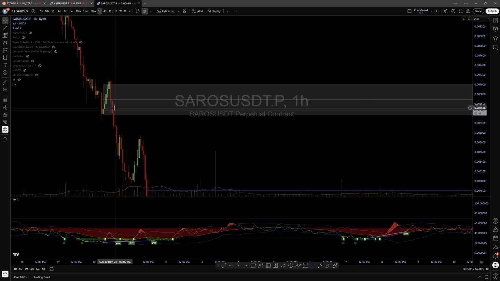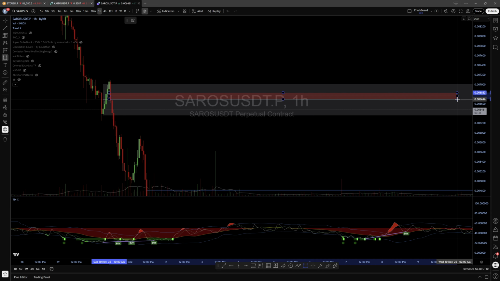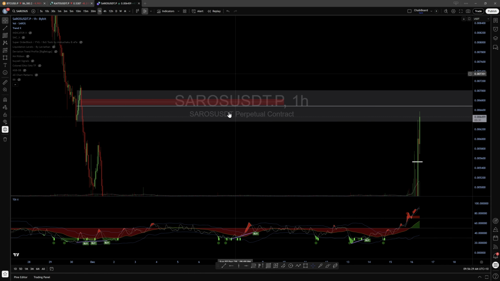So yeah, there's a fair value gap here, and there's one below it even. You might even have a little liquidity over here.